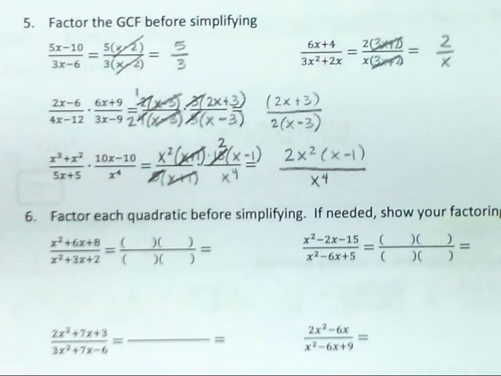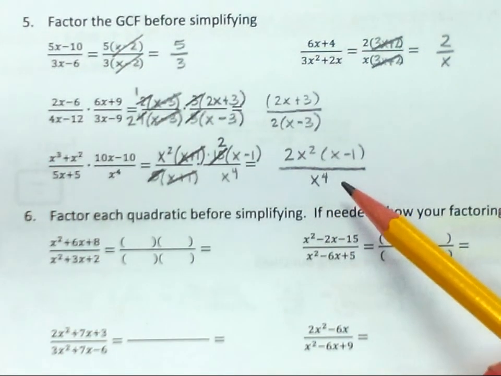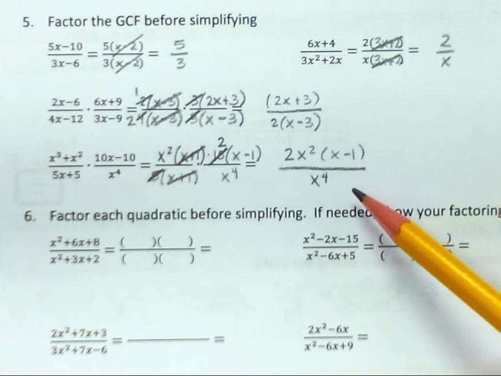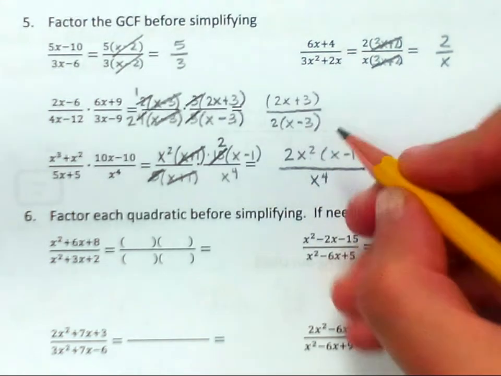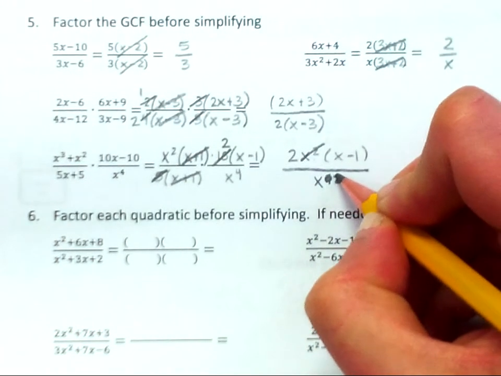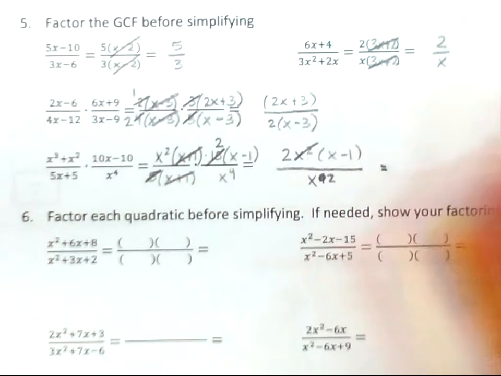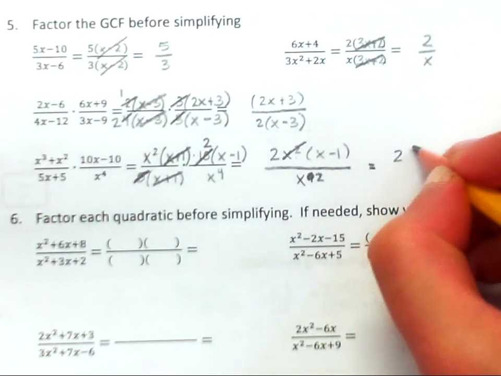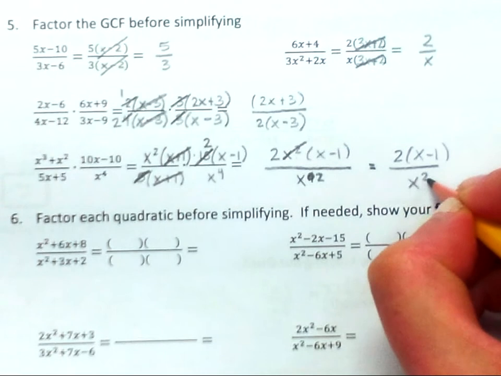Now I can cancel some of these factors of x. So I have 4 in the bottom. So without expanding it, I know 2 of these from the top are going to cross out 2 of these from the bottom, which is going to make that 2 left in the bottom. So if I rewrite this as a pretty answer, it would be 2 times x minus 1 over x squared.